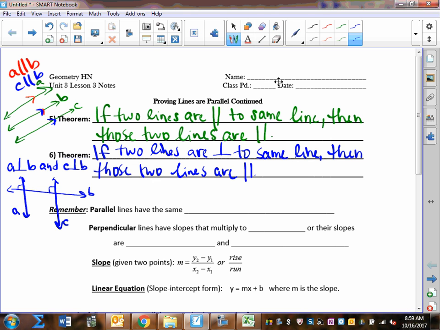So A is perpendicular to B. Again, perpendicular lines meet at 4 right angles. And C is perpendicular to B. Go and discuss with your shoulder partner, how could we prove that this is true? How do we know without a doubt that A and C are parallel? Go ahead and discuss that with your shoulder partner. Take the next 30 seconds to do that.